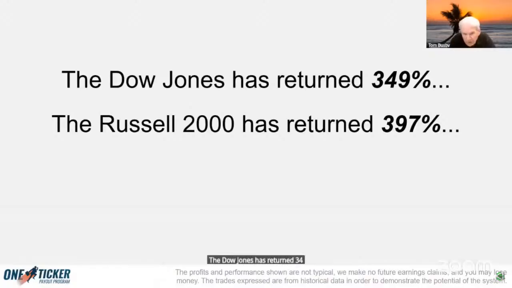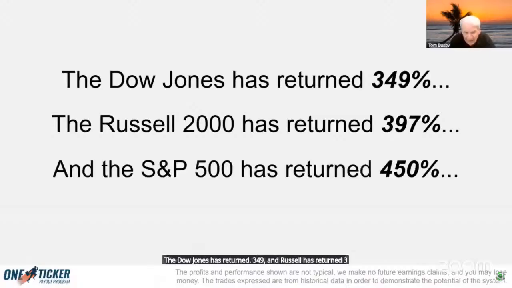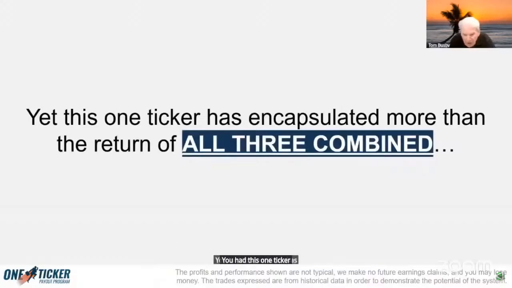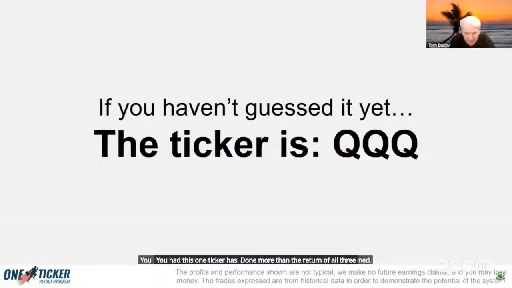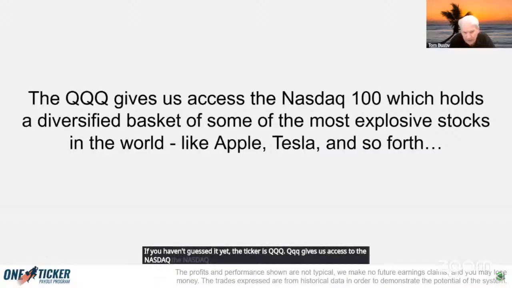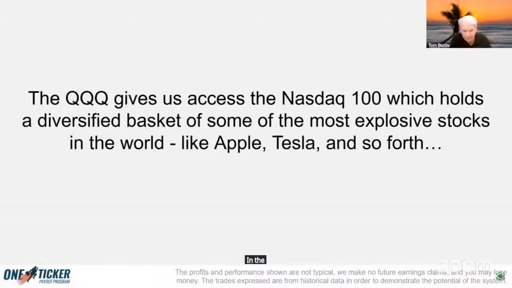The Russell has returned 397, and S&P's returned 450. Yet this one ticker has done more than the return of all three combined. If you haven't guessed it yet, the ticker is QQQ. QQQ gives us access to the NASDAQ 100, which is a diversified basket of some of the most explosive stocks in the world, like Apple, Tesla, and so forth.